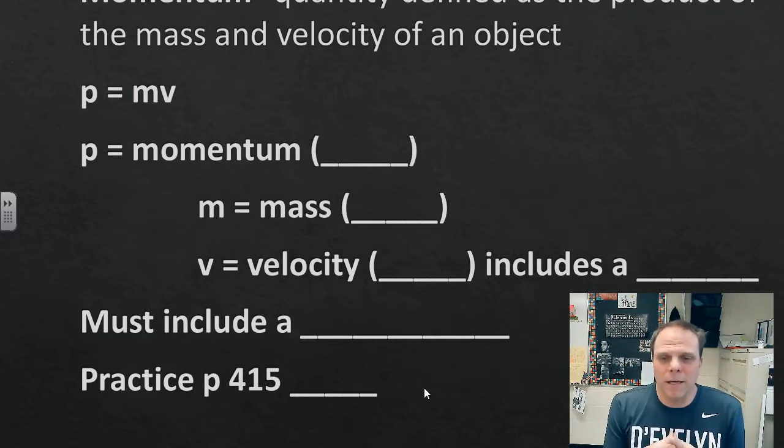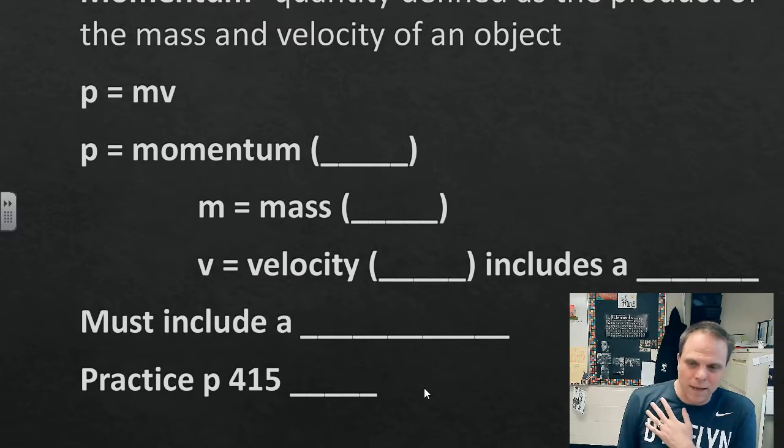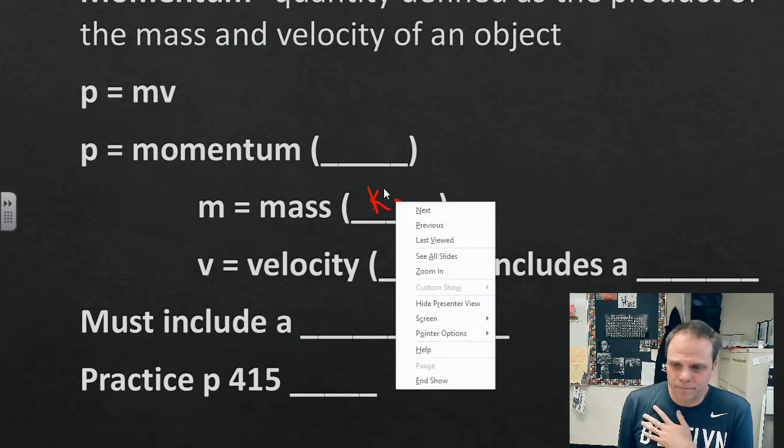Now, momentum is summarized with the formula that you see there. It's defined as the product of the mass and the velocity of an object. So it's p equals mv. And m stands for the mass, right? So our mass is going to be measured in kilograms or grams.